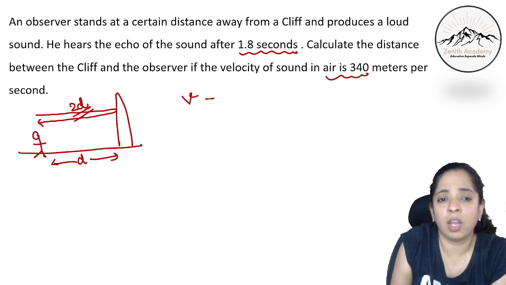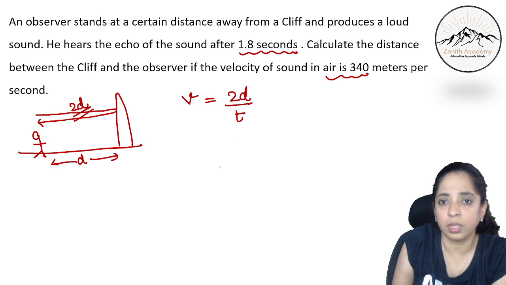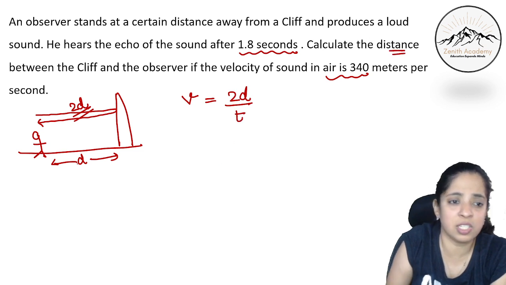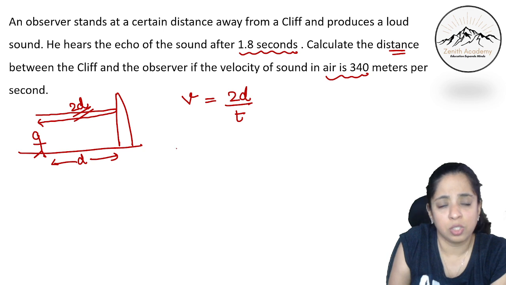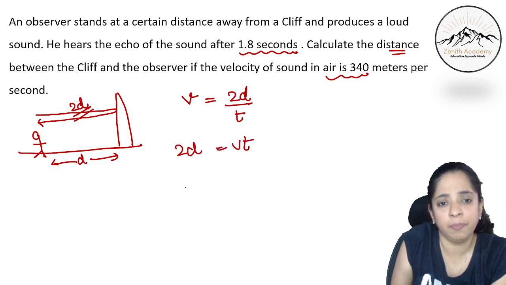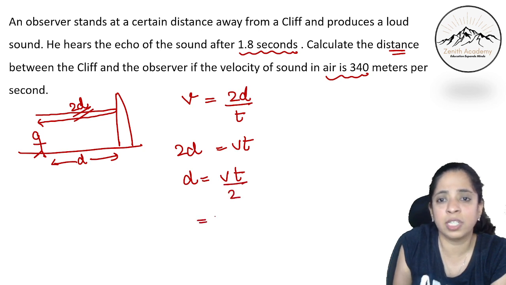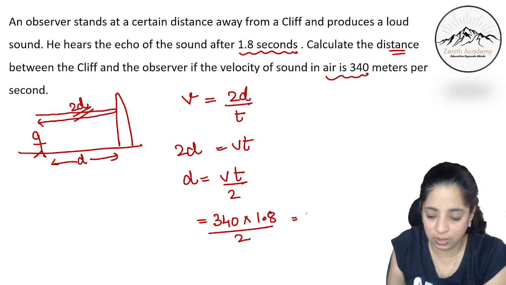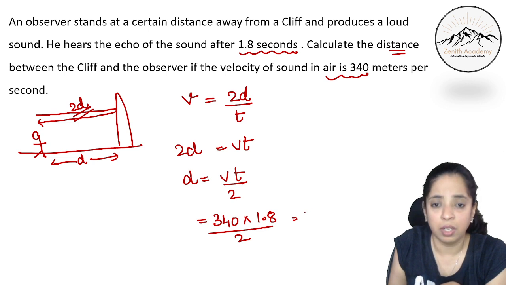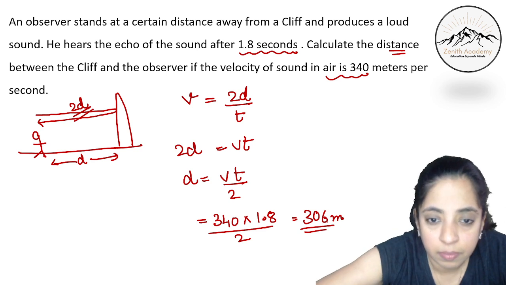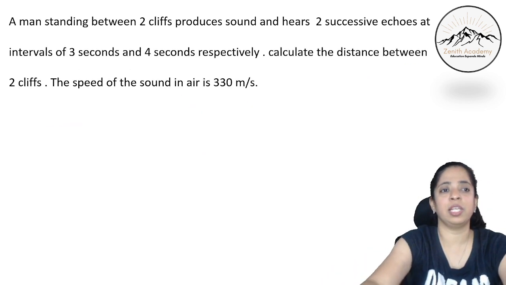So we know velocity is distance by time. So distance is 2d upon time. Now we are told to find only d. So see, 2d is equal to v into t. So d will be equal to v into t upon 2. Velocity is given as 340. Time is 1.8 upon 2. You just have to solve this. The answer will be 306 meters. Clear to you? Let's go to the next question.